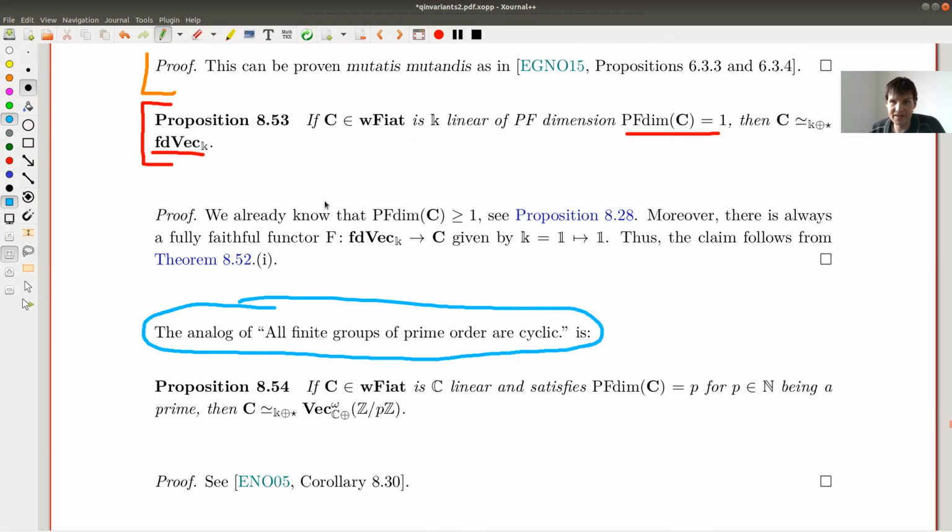That was my starting question from the first part of this lecture. The analog is really this proposition, which says if the Perron-Frobenius dimension is a prime, then it's Z mod P graded vector spaces. This is really the analog, right? All finite groups of prime order are cyclic. All fusion categories of Perron-Frobenius prime order are cyclic graded vector spaces up to this.